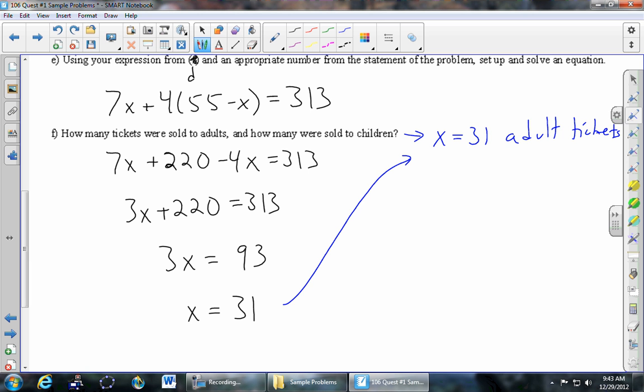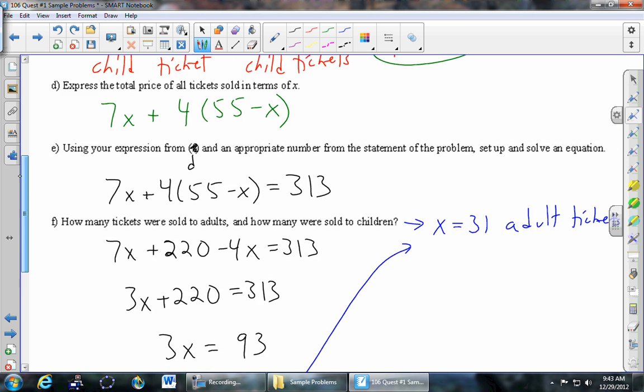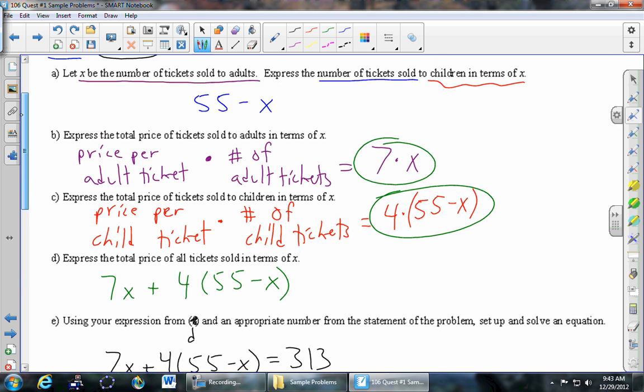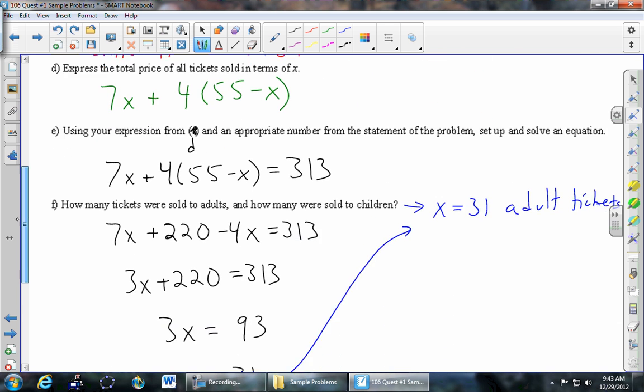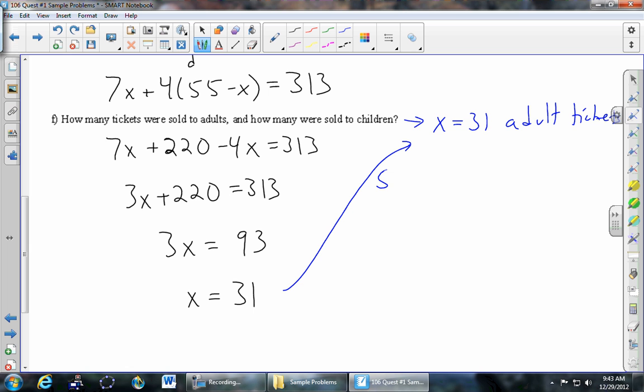And then to figure out how many kids tickets were sold, we go back up. Again, in part A, what we were asked to find was the number of tickets sold to children. So we did. It's 55 minus X. So 55 minus X is the thing we're interested in down here. So 55 minus X, which is 55 minus the 31 we just found, which is 24 child tickets.